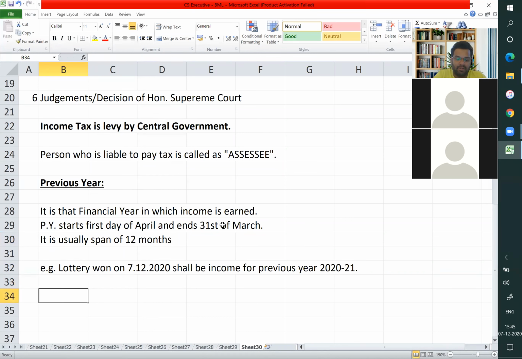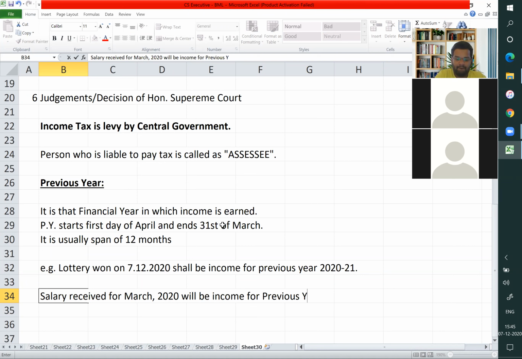Another example, salary received for March 2020. Tell me, will be income for which previous year? Exactly, 1920. I hope now you got the point.